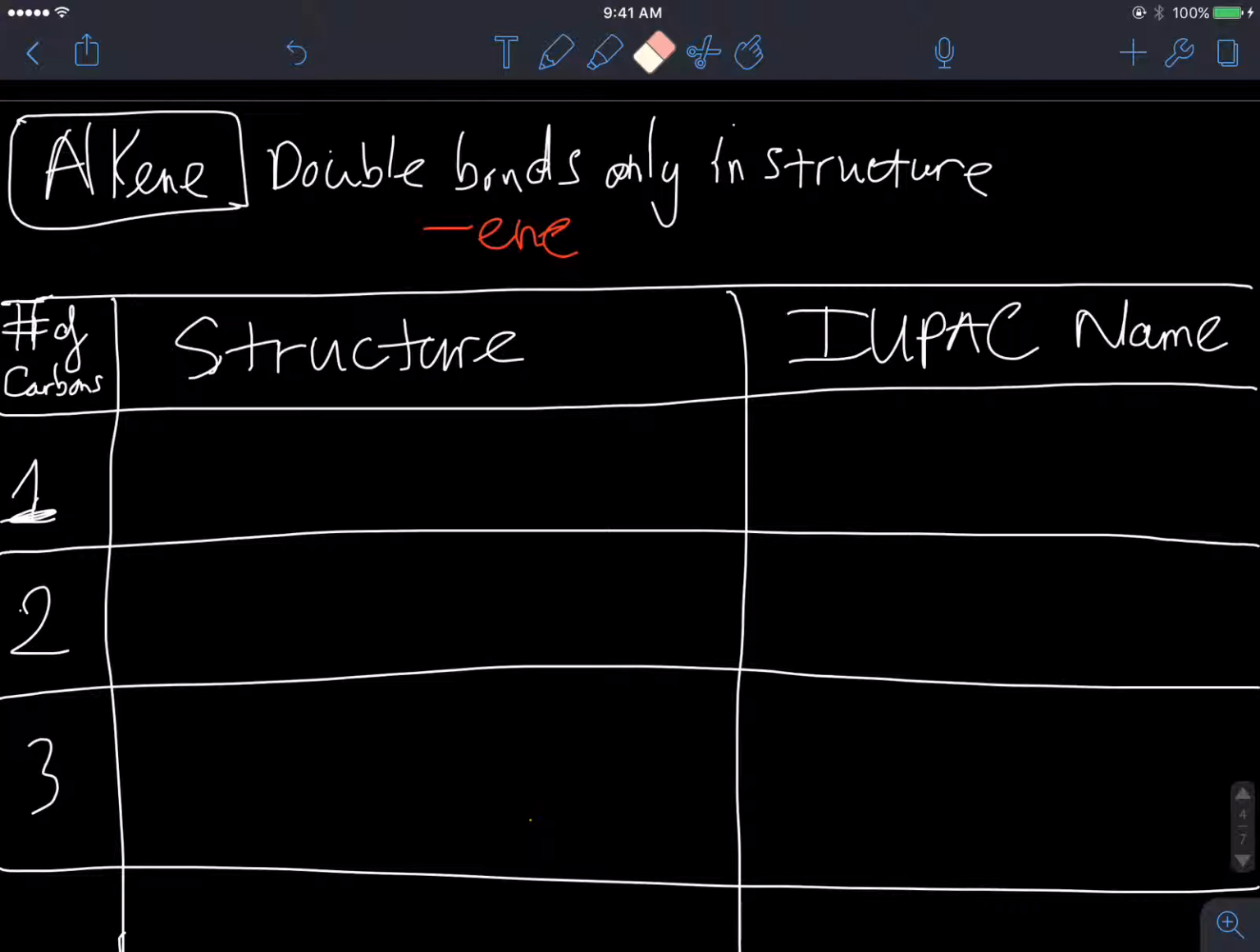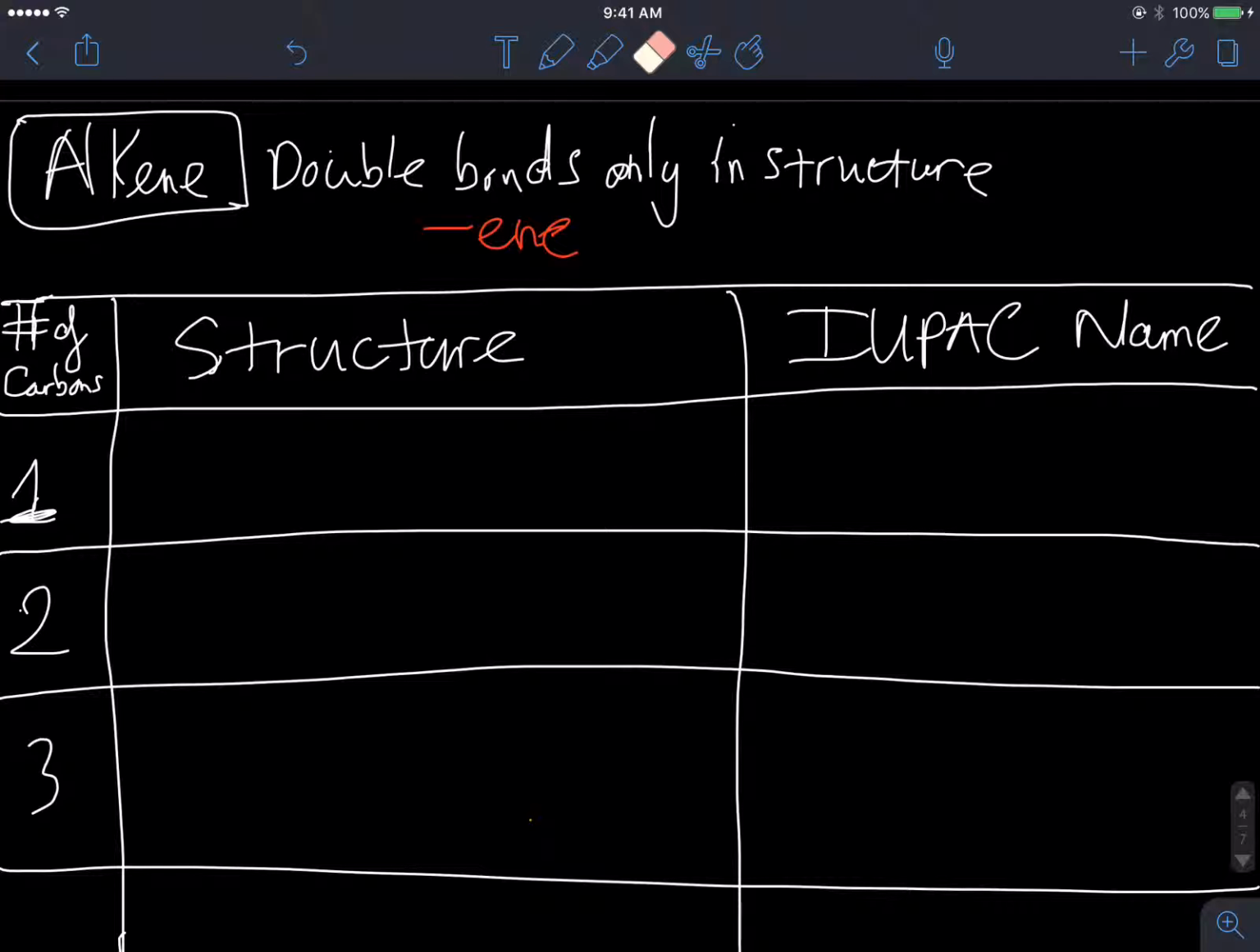Hi everyone. My video today is about how to name a parent chain for alkene. Alkene is an unsaturated hydrocarbon that contains at least one double bond between carbons. Alkenes are a little bit more complicated than alkane. I will show you when we reach the different number of carbons.